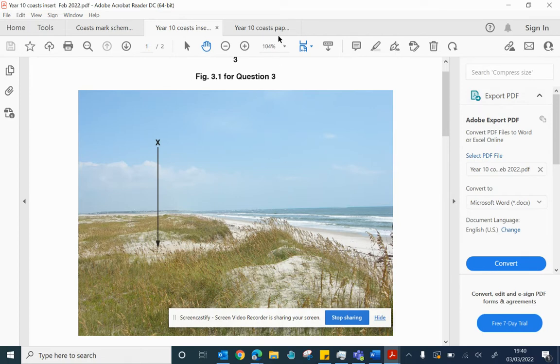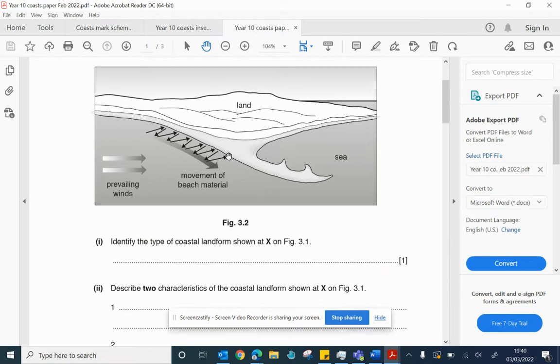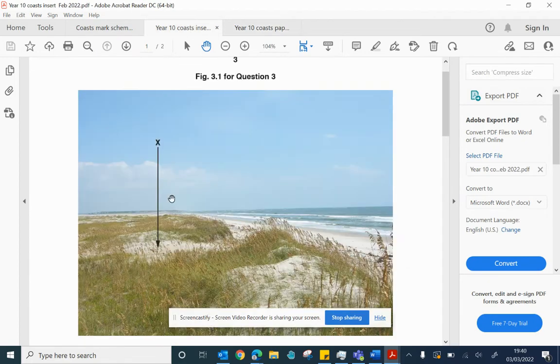Okay. So we go back to this first question here. The first question says, identify the type of coastal landform found at X. Go back to it. Look at X. It's sand dunes. That's the landform. That's the only answer there.